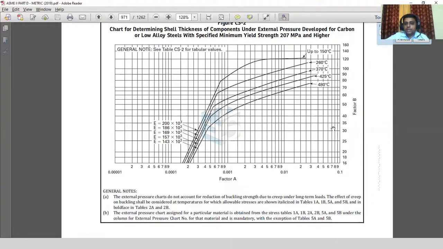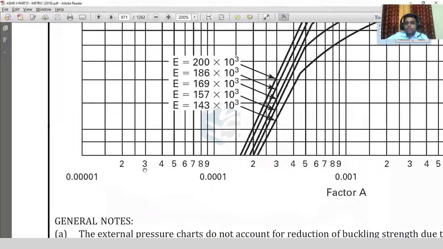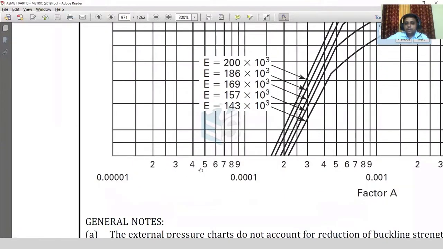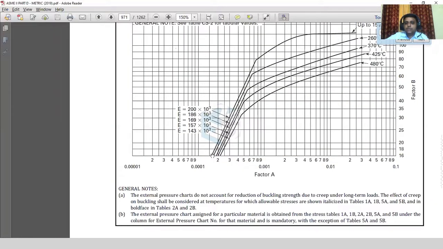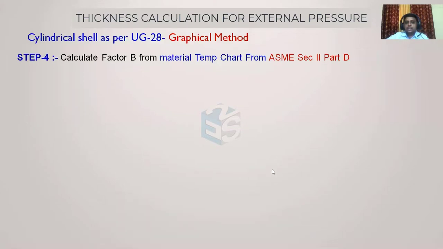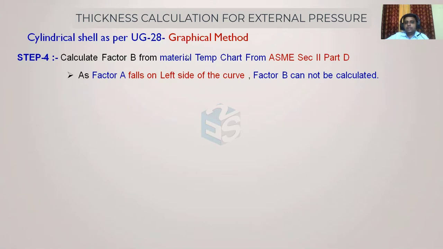So let us see whether our calculated value, 4 times 0.75, falls on the left or on the right side. So let's say 4 times 0.1, 4 times 0.7, and our value is 4 times 0.75. So it is in between these two. And as we can see, it is not under or on the right side of the curve, but it is on the left side of the curve. So we will not get the value of factor B for this case. For this particular case, factor A falls on the left hand side of that curve, and hence factor B cannot be calculated.